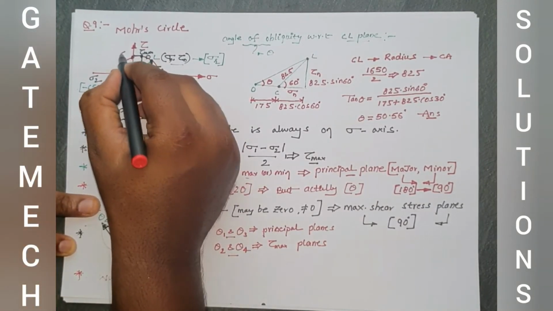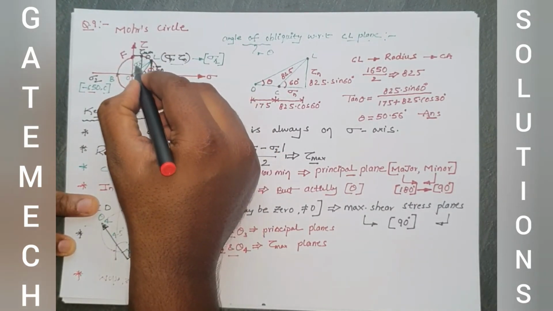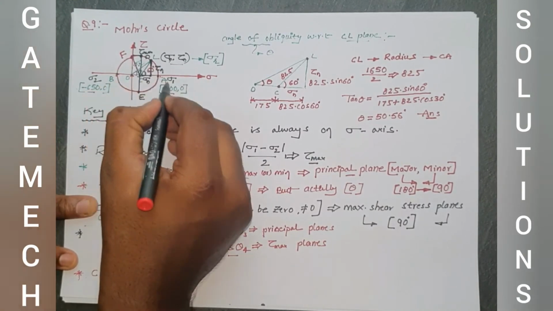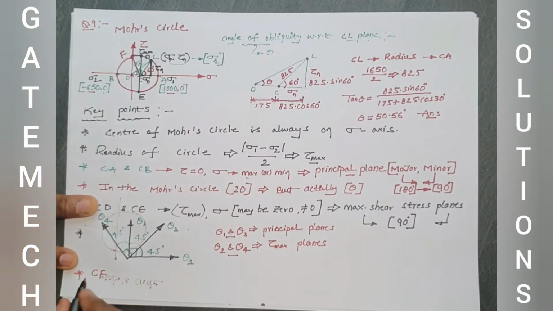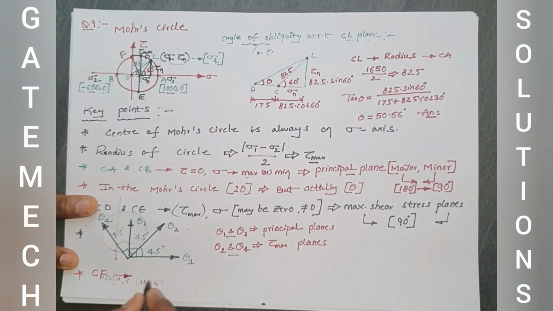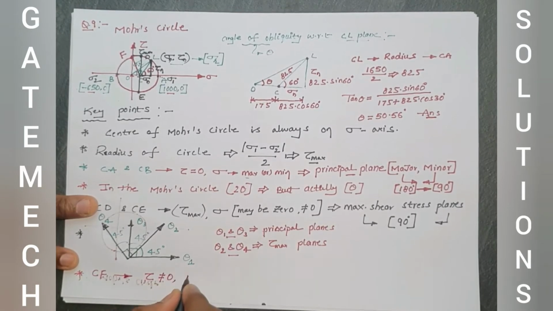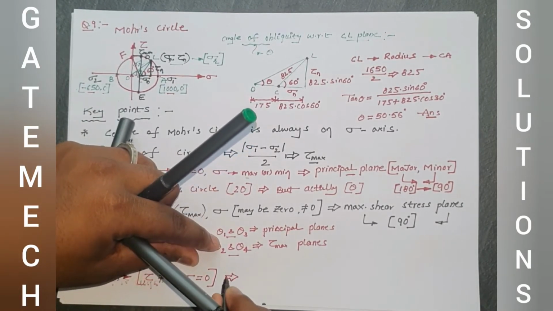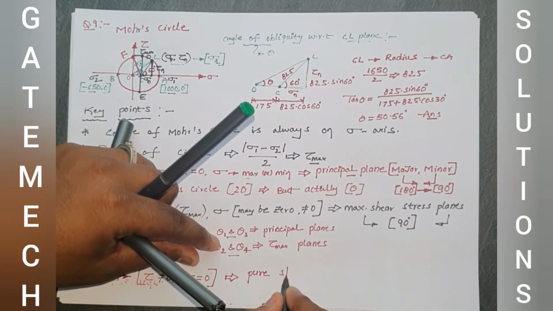If you take this point as F, then CF is also one of the planes. Exactly here, the coordinates are: normal stress is 0, but shear stress is there. Keep it in mind, CF is one of the planes where shear stress is not equal to 0, but normal stress is 0. The planes where normal stress is 0 but shear stress is not equal to 0, these types of planes are called pure shear stress planes.